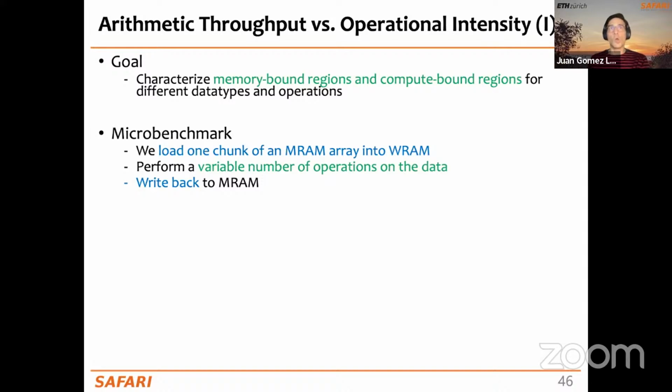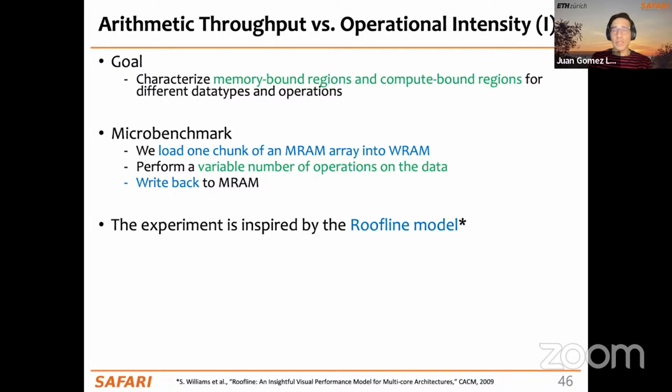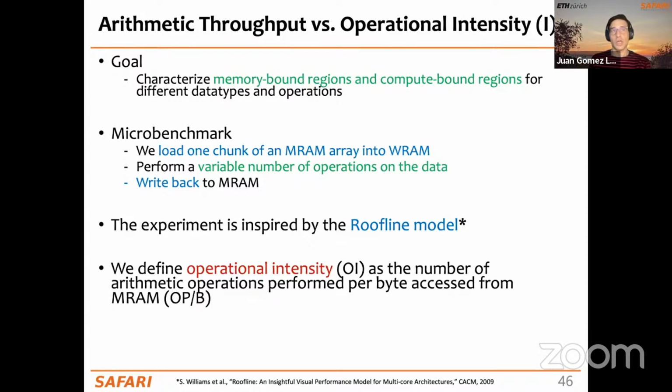This microbenchmark loads one chunk of an array in MRAM into WRAM, then performs a variable number of operations on the data of this array, and then writes back to MRAM. The experiment, as you will see, is inspired by the Roofline model, a methodology that presents the performance of a program based on its arithmetic intensity or operational intensity. In our particular experiment, we define the operational intensity as the number of arithmetic operations performed per byte accessed from MRAM. So we measure this operational intensity in operations per byte.